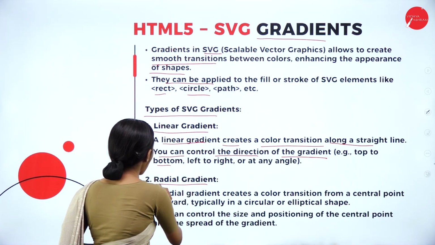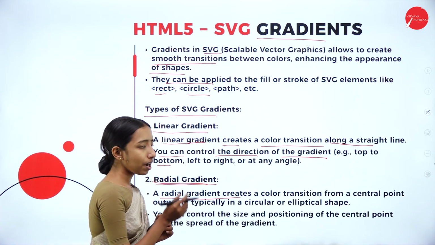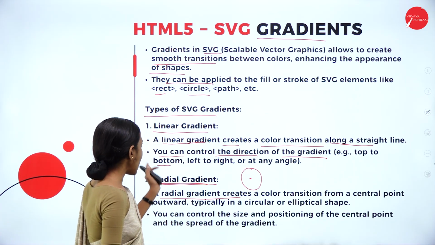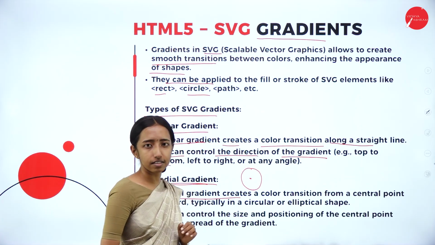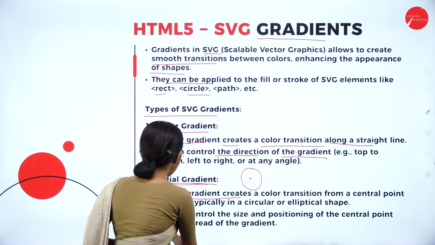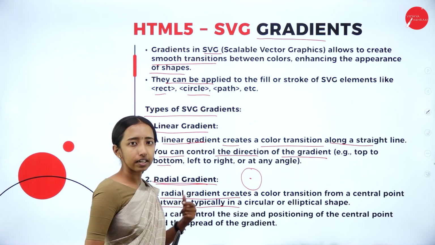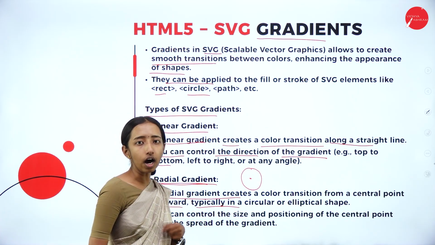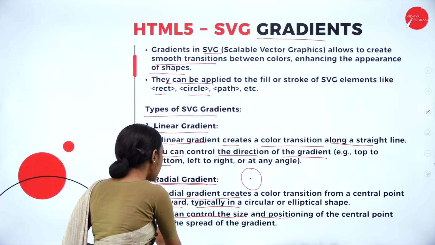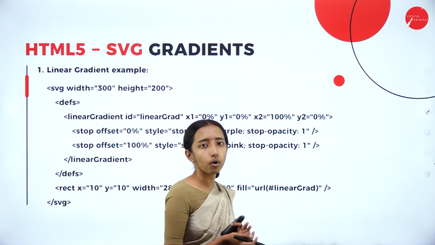Whereas the radial gradient is a creation of a color transition from a central point. So it will start from the central point, whereas the linear gradient will have a color transition in a horizontal or a vertical way. Here it will go outward, typically in a circular or an elliptical shape. So the radial will be created using shapes like circular or elliptical. And you can also control the size and the position of the central point and the spread of the gradient. So here you can have an example of how both will work.